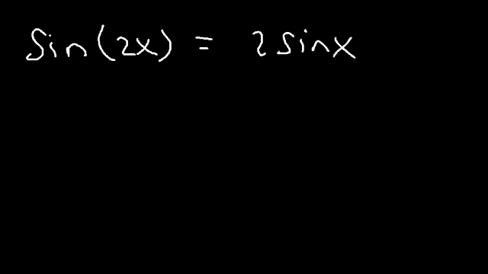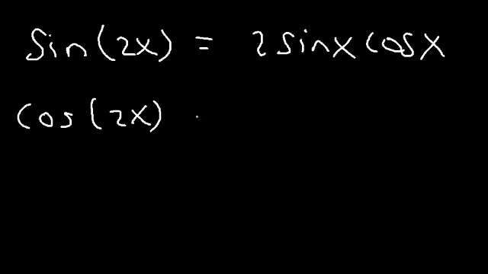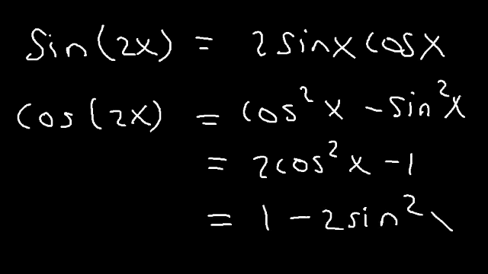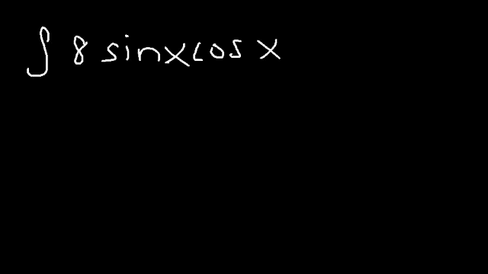And sometimes you may or may not need the double angle formulas. Sine 2x is 2 sine x cosine x. Cosine 2x is cosine squared minus sine squared, which is the same as 2 cosine squared minus 1, or you can write it as 1 minus 2 sine squared. So let's say if we wanted to find the antiderivative of 8 sine x cosine x, how would you do it?